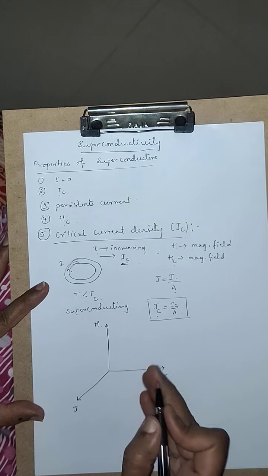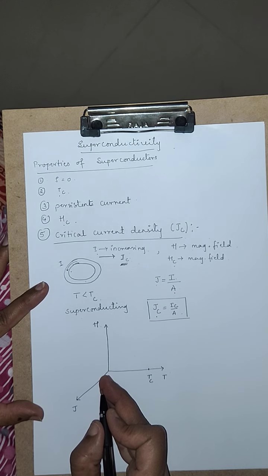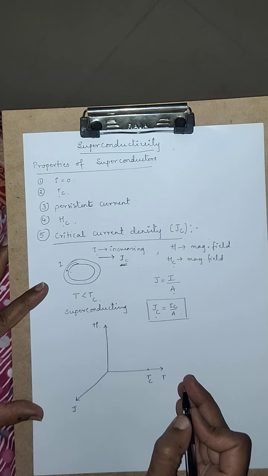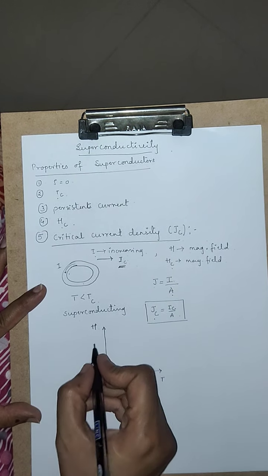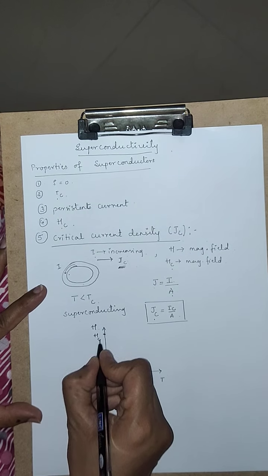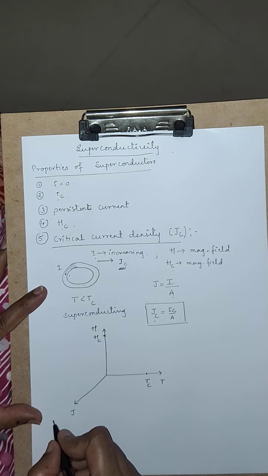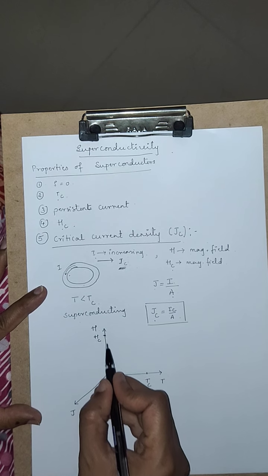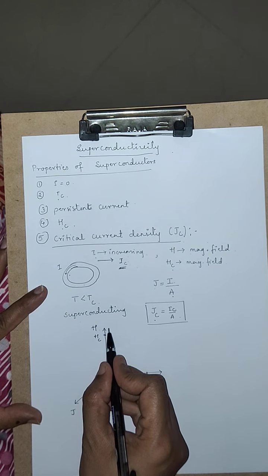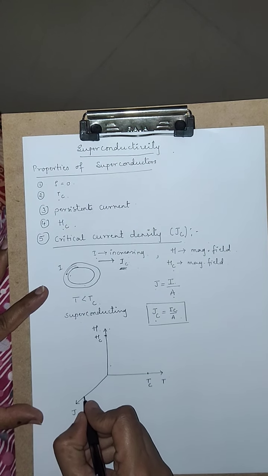So this temperature has a critical value which is denoted as Tc. Below this Tc, only the material is superconducting. If you exceed Tc, the material is going to behave as a normal material. Similarly, there is a critical value, as we have seen in the previous video, for the magnetic field also. So below this Hc, the material is superconducting. If we exceed this Hc, the material is a normal material.